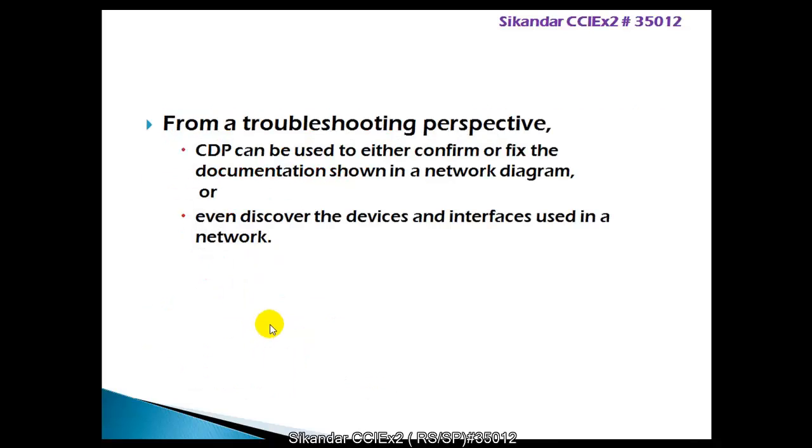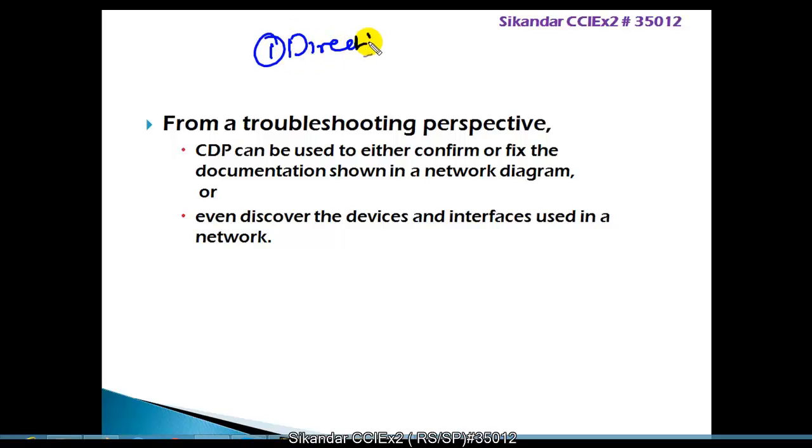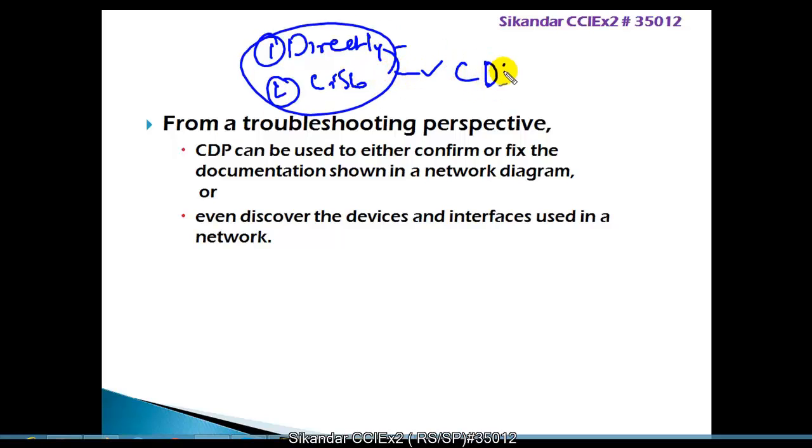Okay. From a troubleshooting point of view, CDP can be used either to confirm or fix the documentation shown on the network diagram in general. And it is also going to discover the devices and the interfaces used in the network. So it gives a real idea of the exact ports which are connected to these devices. And one of the major drawbacks with CDP is that it is going to provide information about only the directly connected devices, and that too only if they are Cisco devices, because it is the Cisco Discovery Protocol.